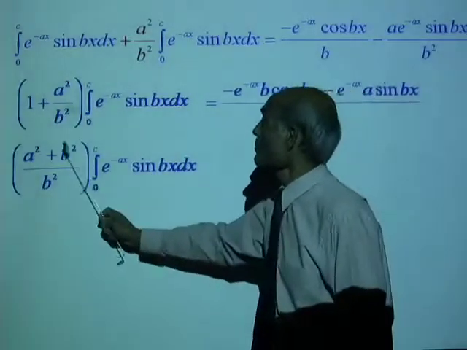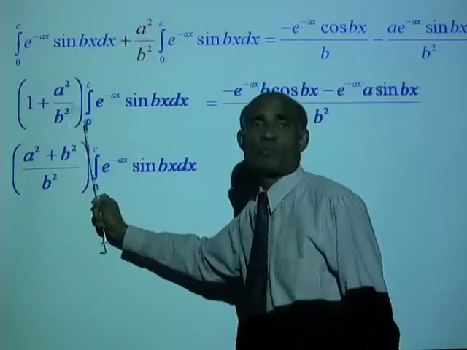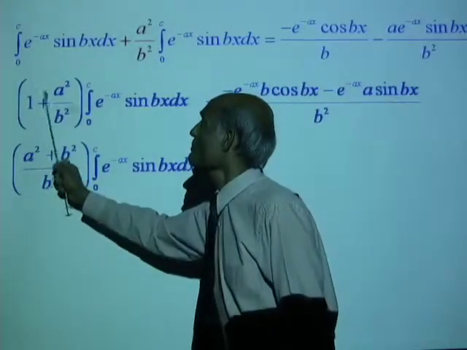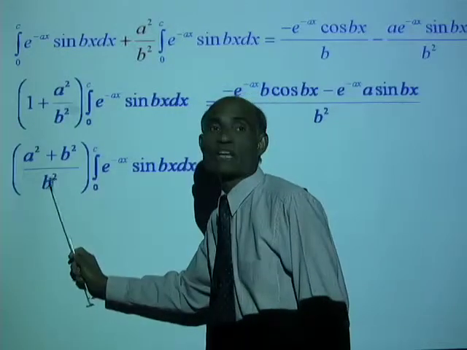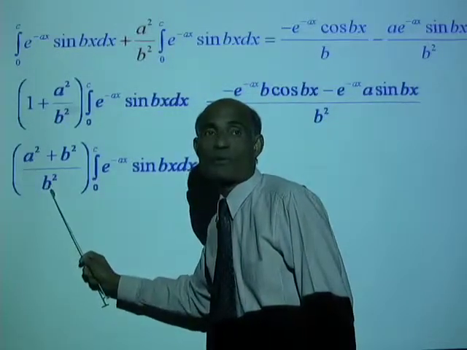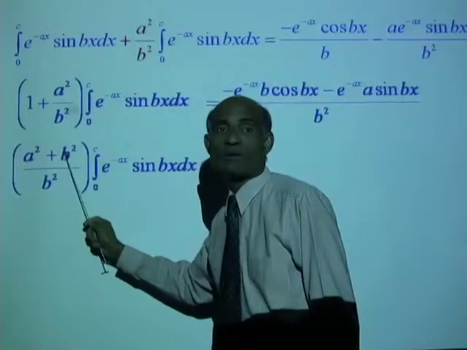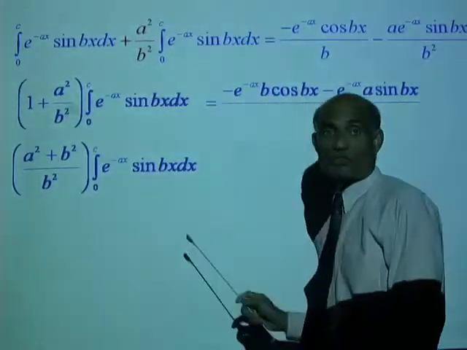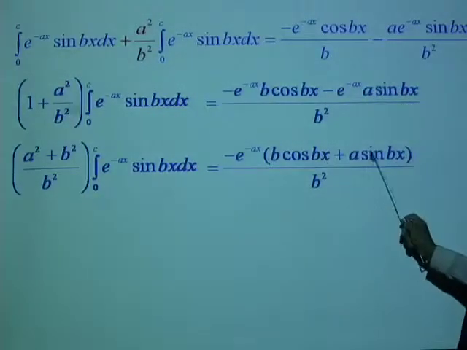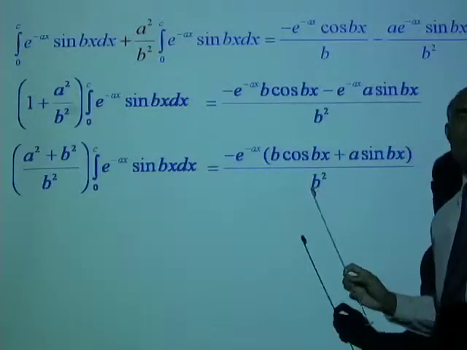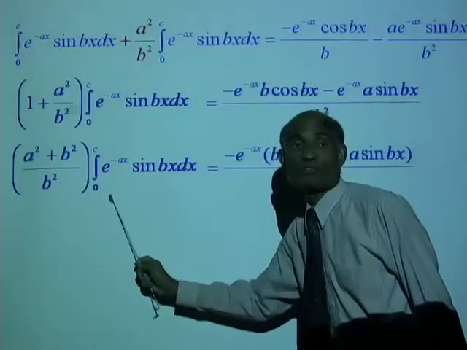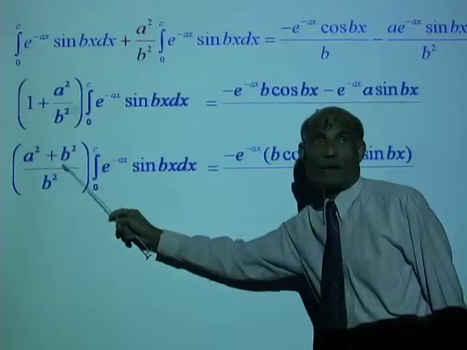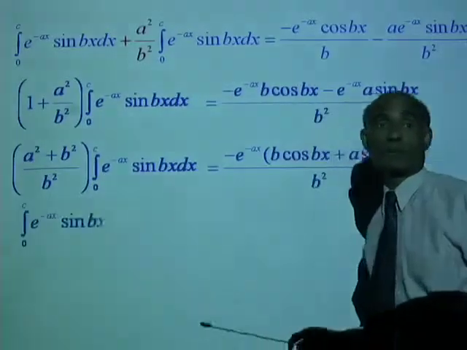So, first of all, let's simplify this one more time. Because 1 plus a squared over b squared, again taking b squared as the common denominator, is a squared plus b squared over b squared. So the integral remains the same and the right hand side has not changed. So to get the value of this integral, what do we do now? Well, divide by this quantity.